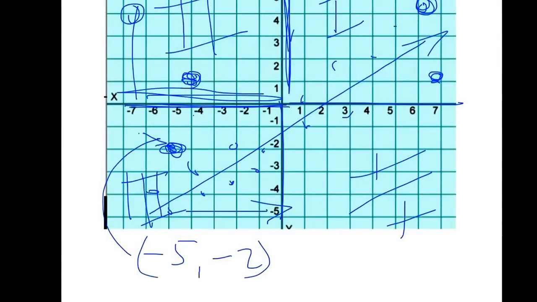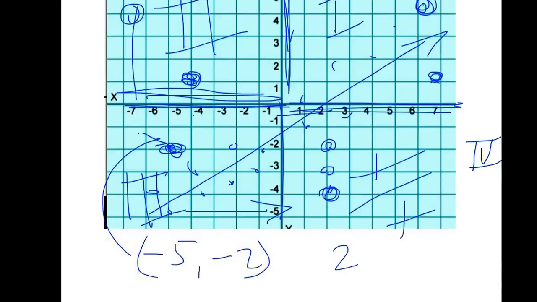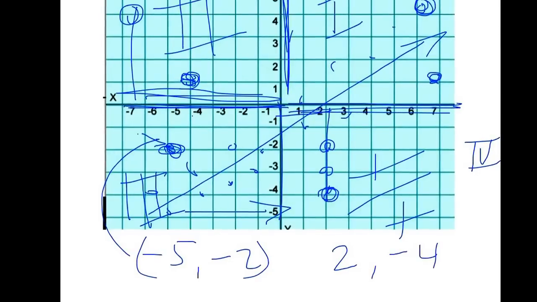And over here, your x values are positive in quadrant 4, but you're down on the y, so you're down in the negative zone on the y. This point right here would be positive 2, you move to the right 2, and down 4, so that's 2, negative 4.